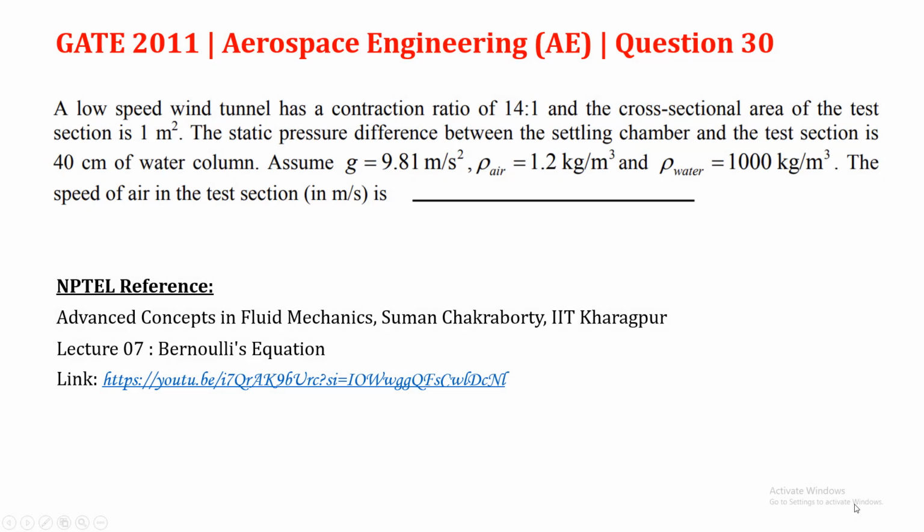Hello everyone, let's solve a problem from the GATE 2011 Aerospace Engineering paper, question number 30. The question is: a low speed wind tunnel has a contraction ratio of 14:1 and the cross-sectional area of the test section is 1 meter square, right?